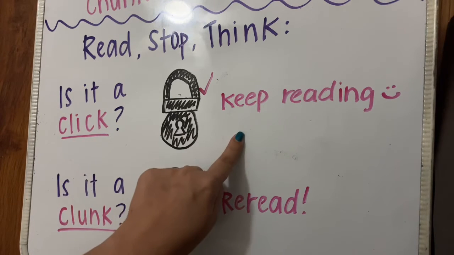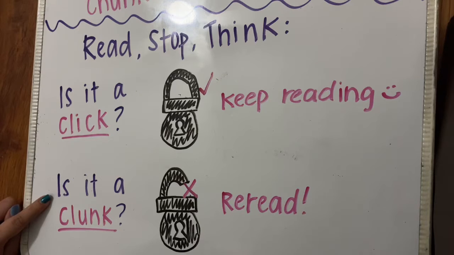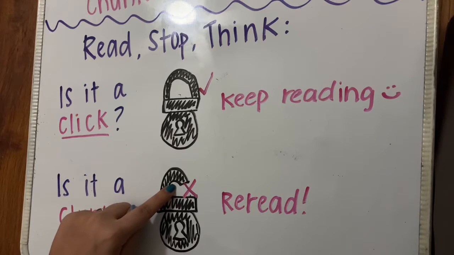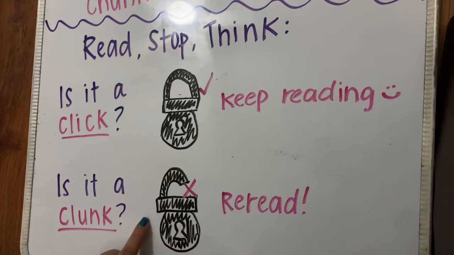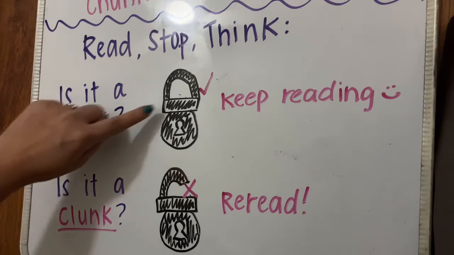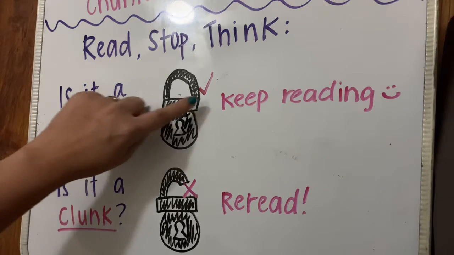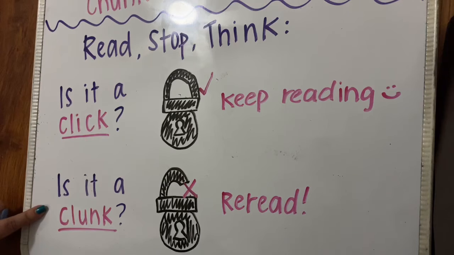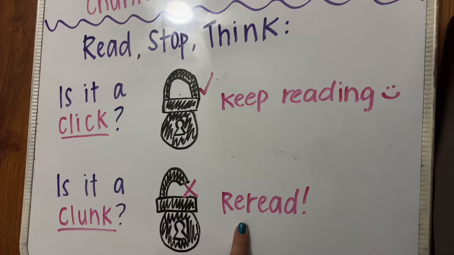You can keep reading. Or if it's a clunk. Now, a clunk means that it's not clicking. You see that the lock is not clicking and closing all the way? That means that something doesn't quite make sense. So what is the strategy you can use when something is a clunk? You can go back and you can reread. So a click is if something clicks and makes sense, like a lock, you can keep reading. And then a clunk is when you're reading something and it doesn't quite make sense. You don't understand what is happening. You don't understand what you're reading. So your strategy for that is you can reread.